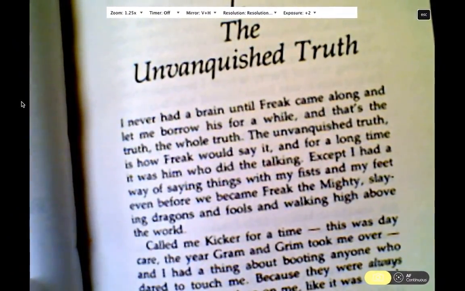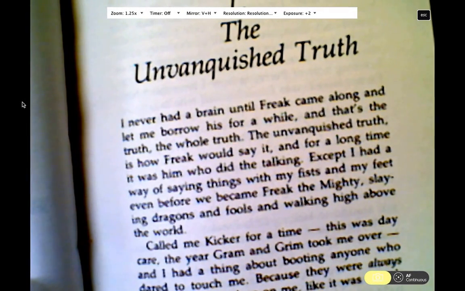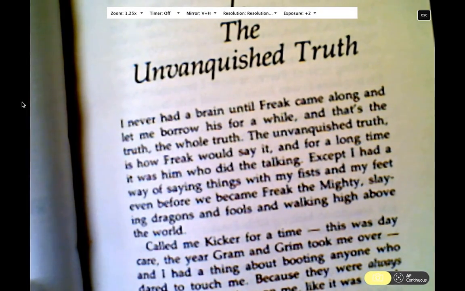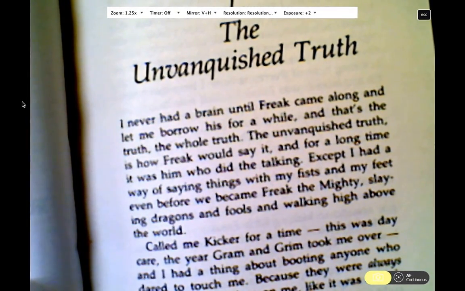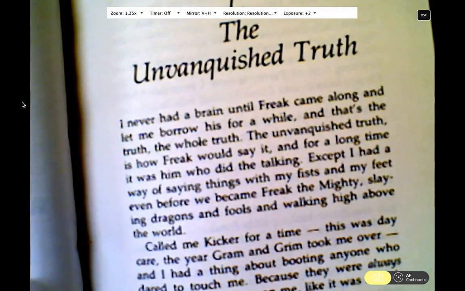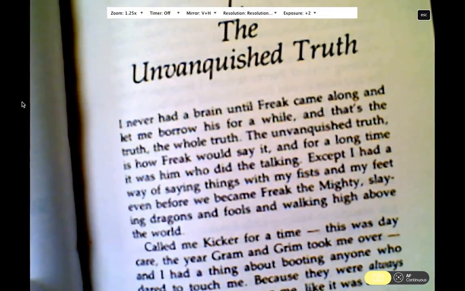I never had a brain until Freak came along and let me borrow his for a while. And the truth, the whole truth, the unvanquished truth, is how Freak would say it, and for a long time it was him who did the talking. Except I had a way of saying things with my fists and my feet even before we became Freak the Mighty, slaying dragons and fools and walking high above the world.